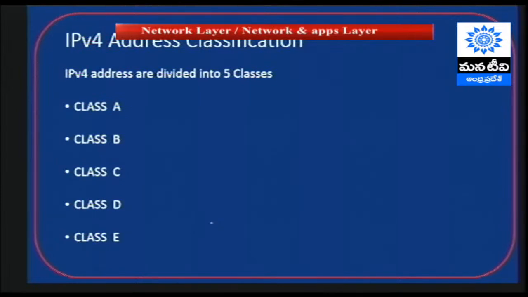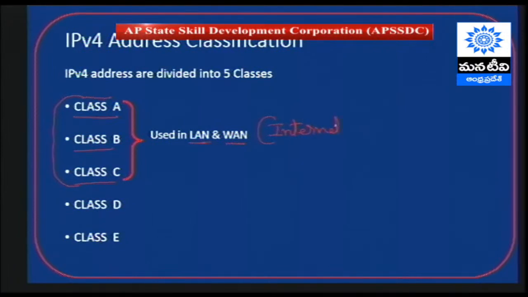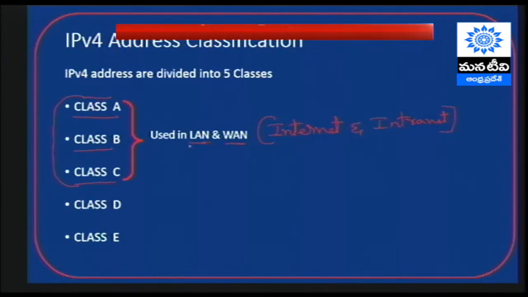Among these 5 classes, the first 3, that is class A, class B and class C, are the only ranges of IP addresses which we can use in our networks for local area network and wide area network communication, or in other words, for accessing the internet and also for communication within the organization, which we call intranet. For internet and intranet communication we use only class A, B and C addresses.